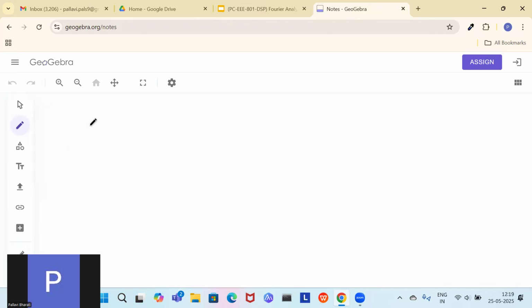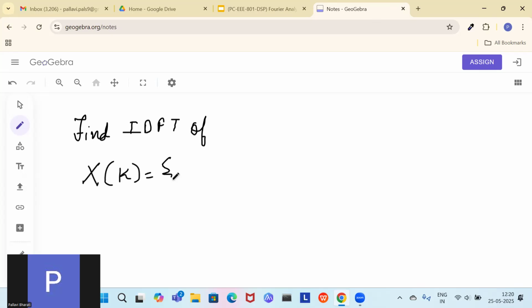So let's get started. The question will be in this manner. Find the IDFT of the following. The question will be of this format, X(k), because we have to find the inverse discrete Fourier transform. The values given here are 1, minus j2, minus 1, and 1 plus j2.